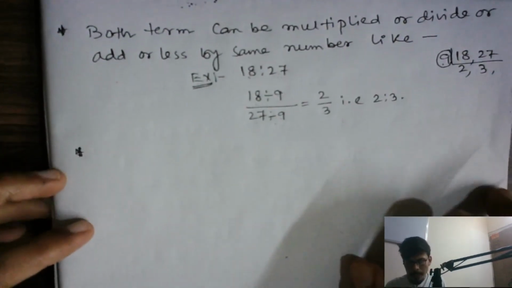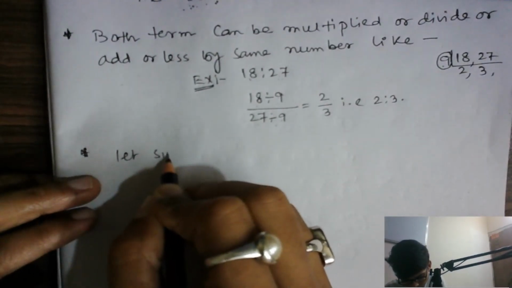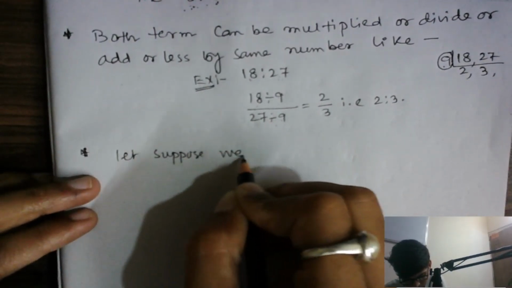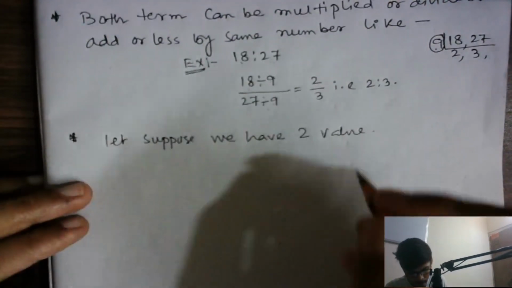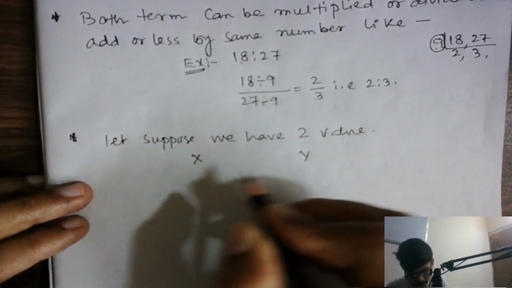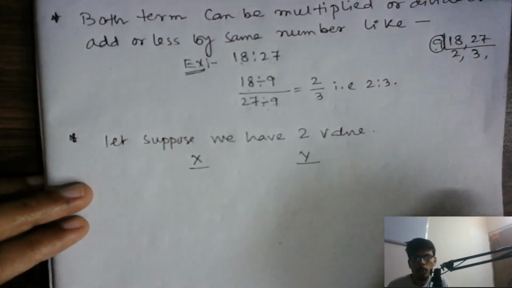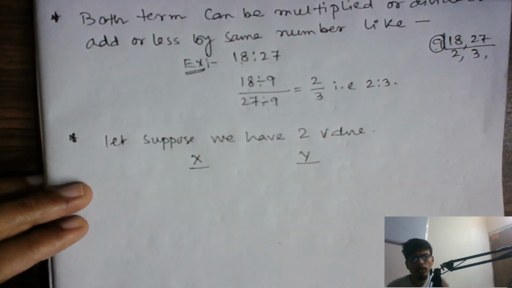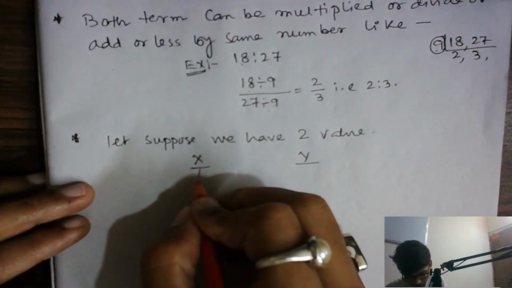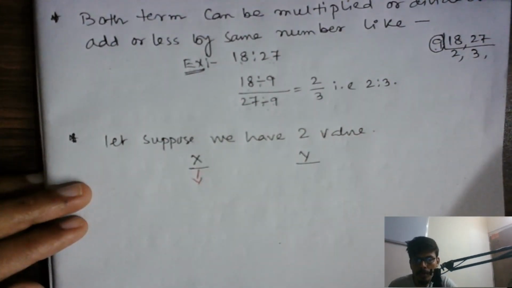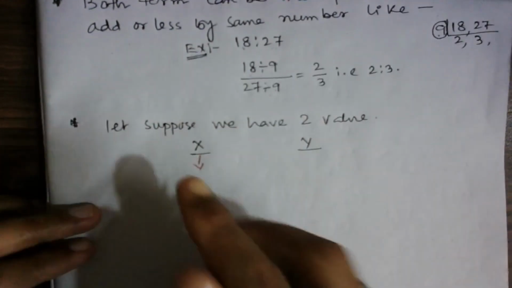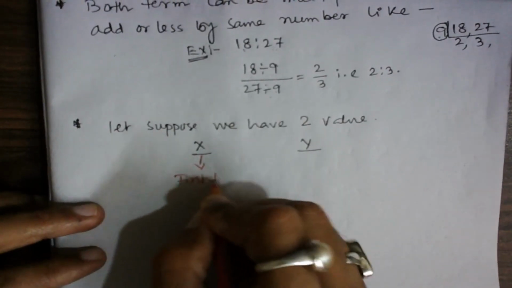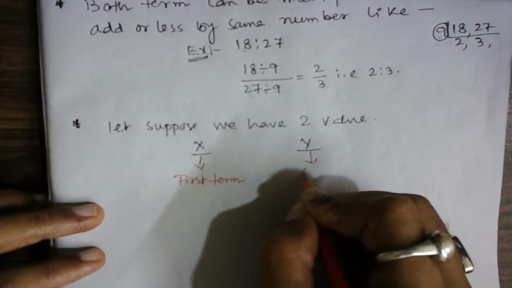Now let's suppose we have two values, one is x and another is y. If we have two values and I want to compare both of them with respect to ratio analysis, then always remember the first one, that is x. It is the first term, and y is the second term.